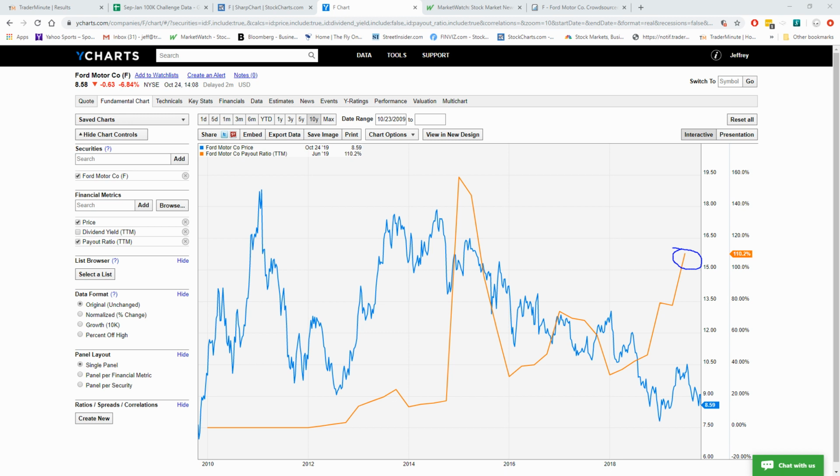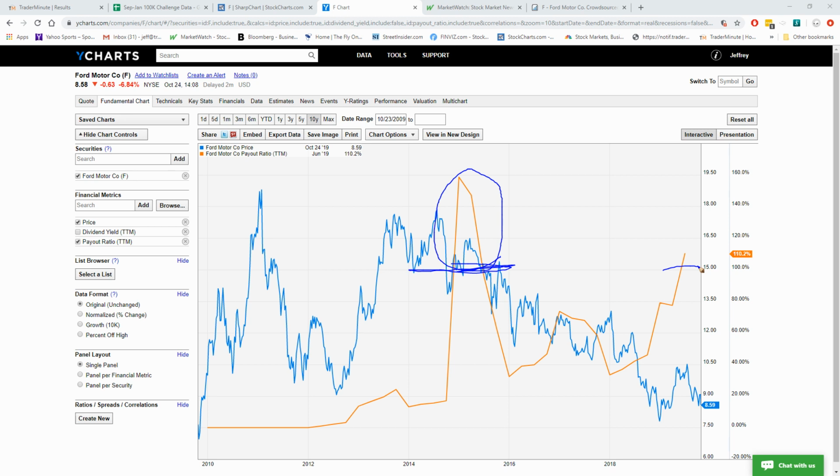What does that tell us? That tells us that Ford is having to pay out more than what they're making to cover the dividend. When companies are in that position, it doesn't mean they're going to cut the dividend. In fact, Ford was in that position right back here in 2015, and they did not cut the dividend. They didn't have to, right? But when we see companies cut the dividend, it almost always happens when their payout ratio is above 100%.